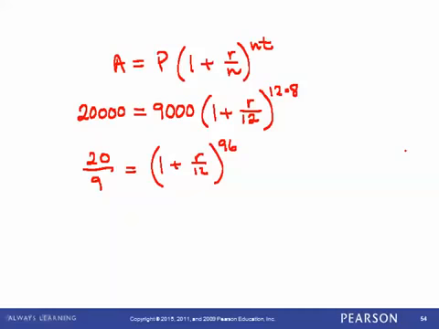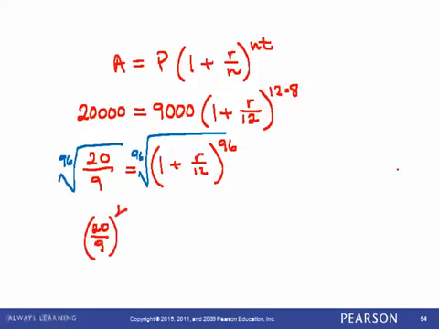Alright, this is a fun one. Look at this. We're going to solve for r. So are we going to take actually the 96th root of 20 over 9? That goes away, so it's 20 over 9. And it's probably easier to write it as an exponent. So everything else went away on the other side, so this is 1 plus r over 12.